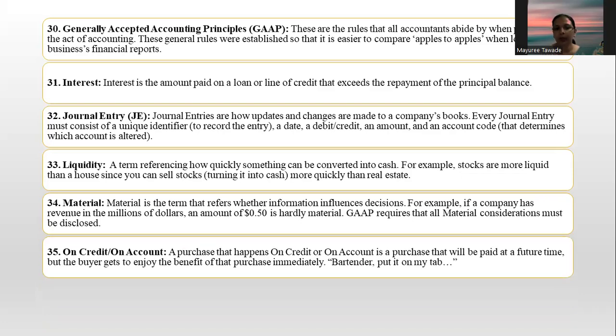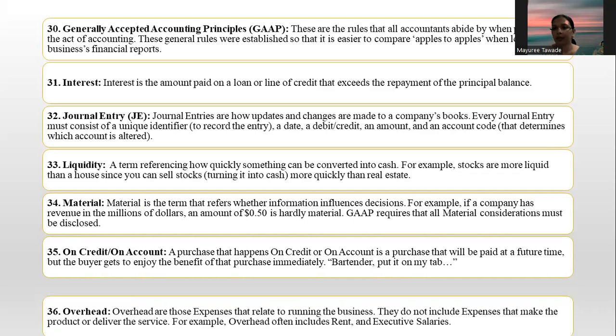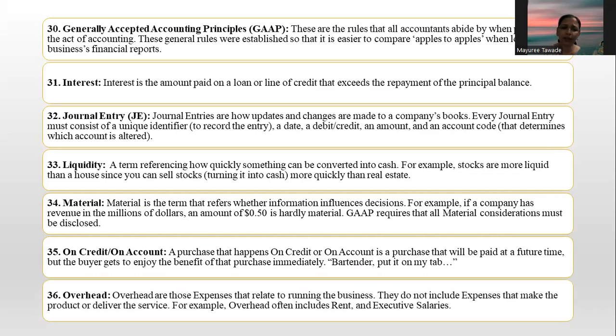On credit, on account, a purchase which is happening on credit, on account, is a purchase that will be paid at a future time, but the buyer gets to enjoy the benefits of the purchase immediately. Put it on my tab. Overheads are those expenses that relate to running the business. They do not include expenses that make the product or deliver the services. So overheads often include rent or executive salaries.